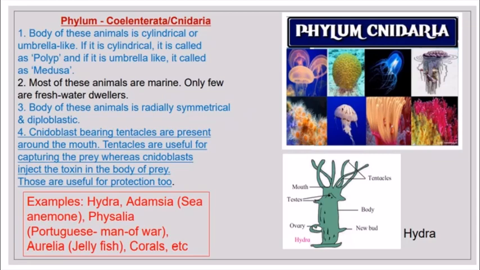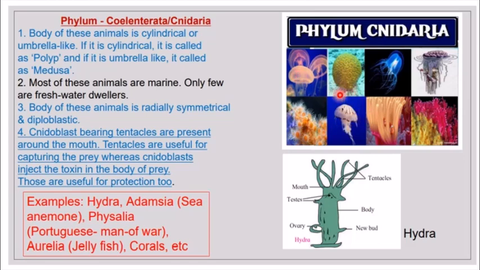The next phylum, the second phylum in non-chordates, is Coelenterata. Here there are many organisms it includes: hydra, jellyfish, and sea anemone. These organisms are included in Coelenterata.